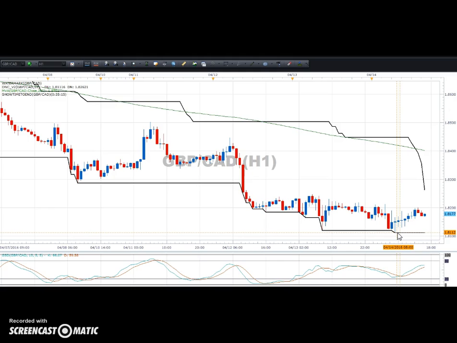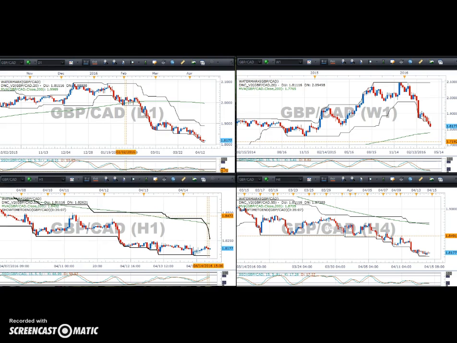And then when that price alarm goes off, if that price alarm goes off, come back and take a look at the charts again and see if the pound, for example, is still weak across the board, if the Canadian dollar is still strong across the board, and then that would be a likely candidate for an entry.